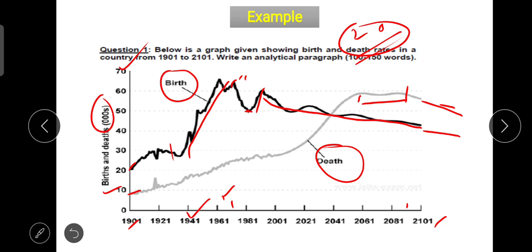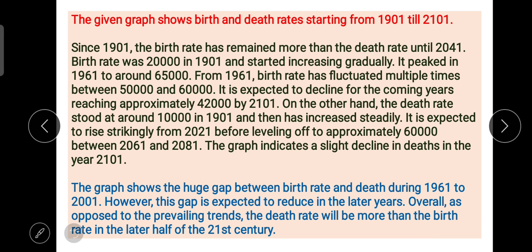So now this is the data we have collected from this chart. Now we'll see how to put it into paragraph form. We need 3 paragraphs: introduction, the body, and the conclusion. I have presented them in 3 different colors. The very first one, the red one, shows the introduction. The given graph shows birth and death rates from 1901 till 2101. This is the introduction, sufficient.